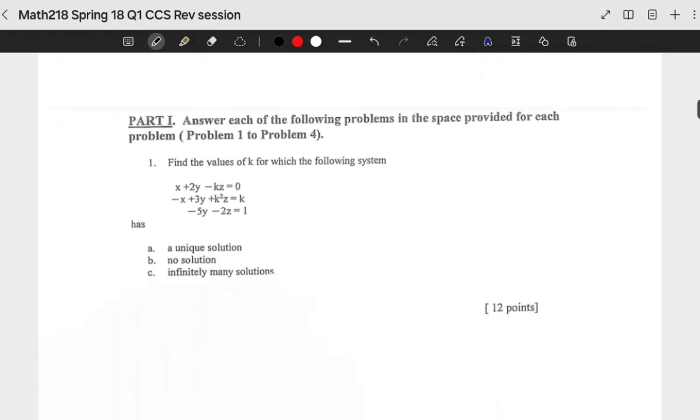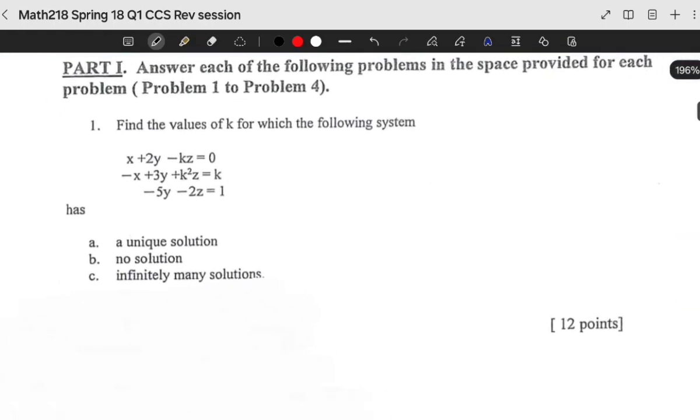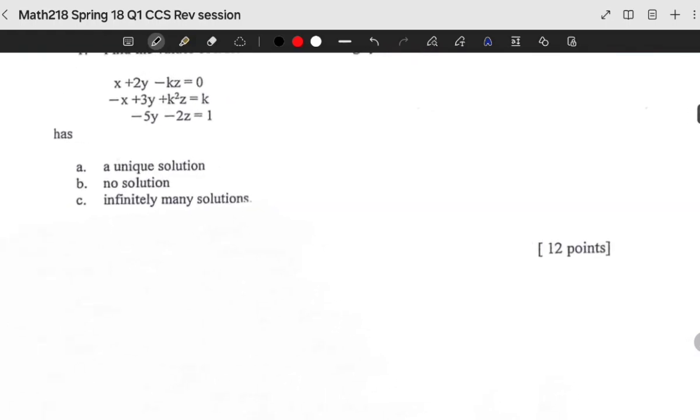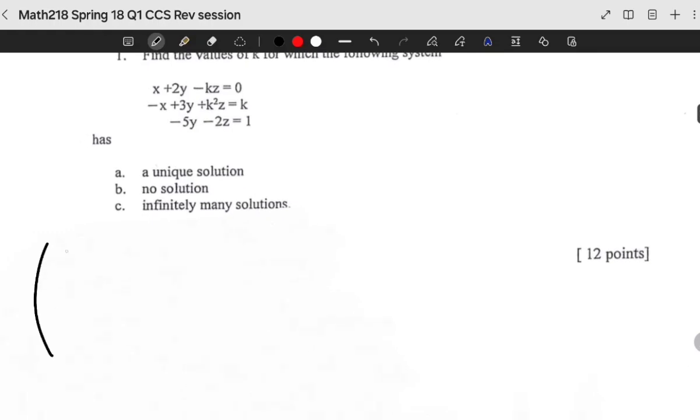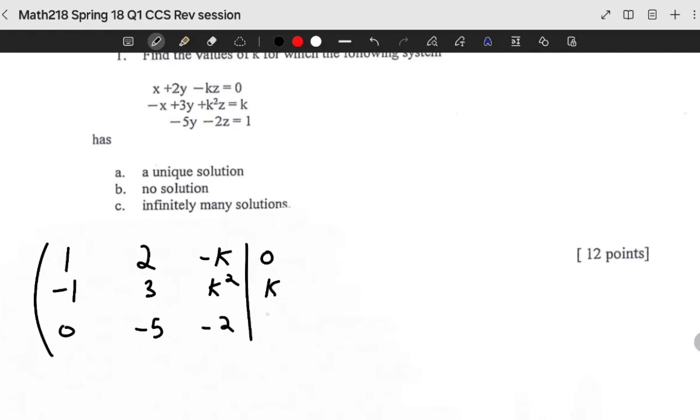Let's jump right into the problems. In problem 1, we are asked to find the values of k for which the following system has a unique solution, no solution, and infinitely many solutions. For these problems, we start off by writing the augmented matrix of the system, and then we use row operations to get it to row echelon form.